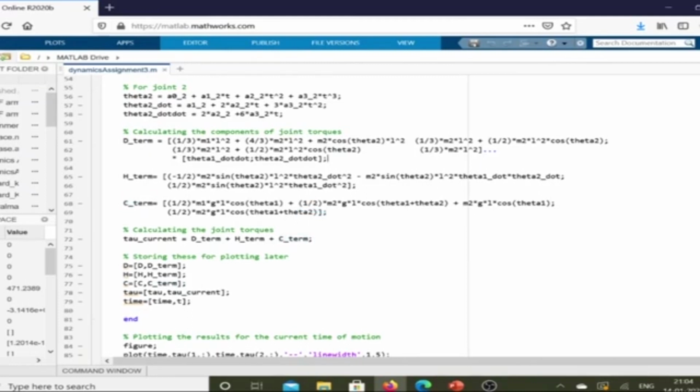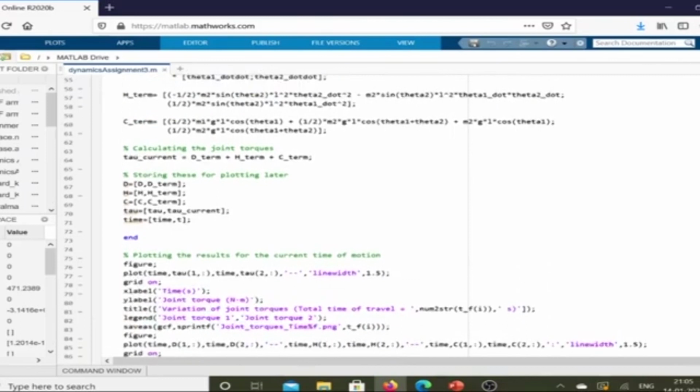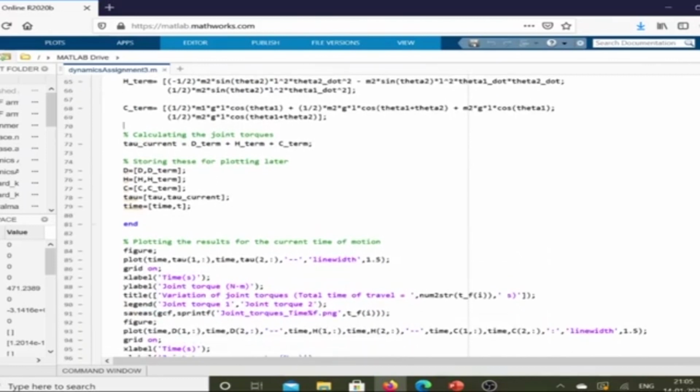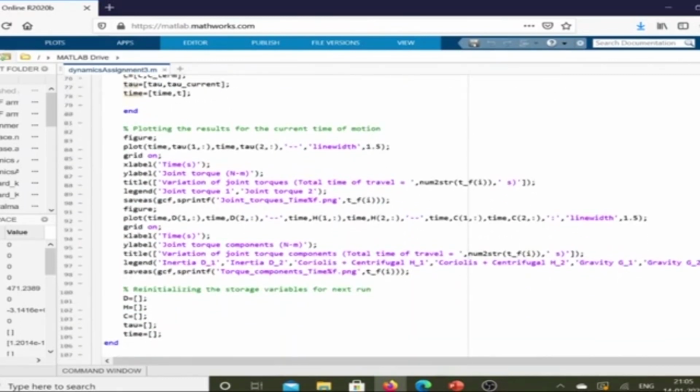So you can see that there is theta dot dot here. Theta dot dot means acceleration, whereas this one has theta dot, which is centripetal here. And this one only has theta, which means gravity. Summing these 3 is going to give us the total torque. So we are calculating the total torque as D term plus H term plus C term, which is exactly what we had done. Now we are storing them and plotting them later. So this is for plotting.